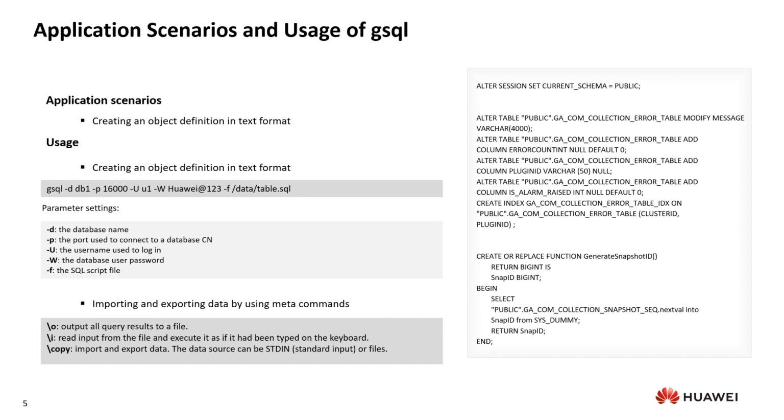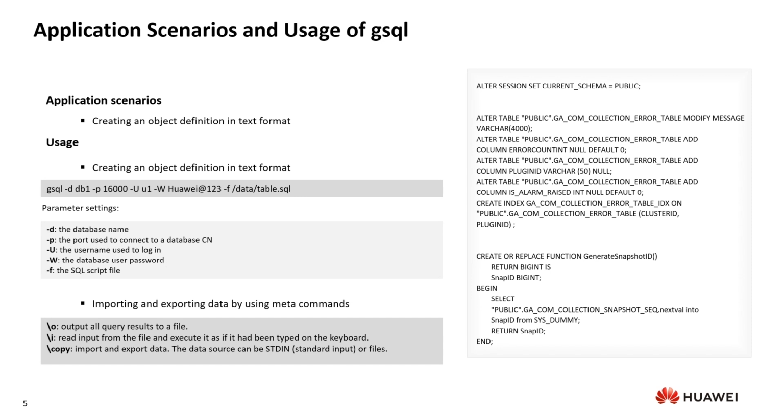-d is the database name, and -p is the port used to connect to a database coordinator or data nodes. And -U in uppercase is the username used to log in, and -W in uppercase is the user password, and -f is the SQL script file. That is the imported data file, and the data is in text format.